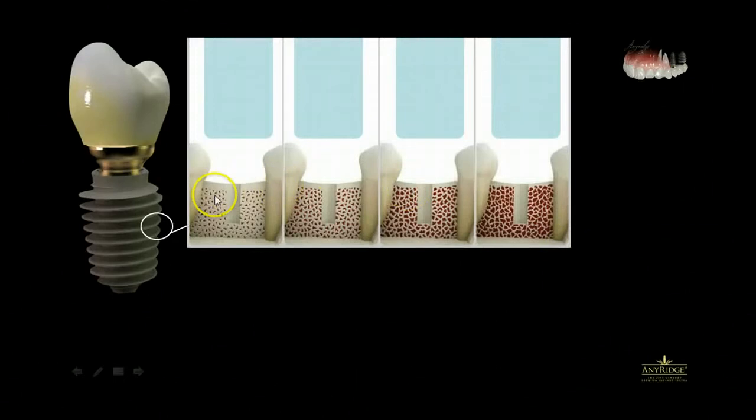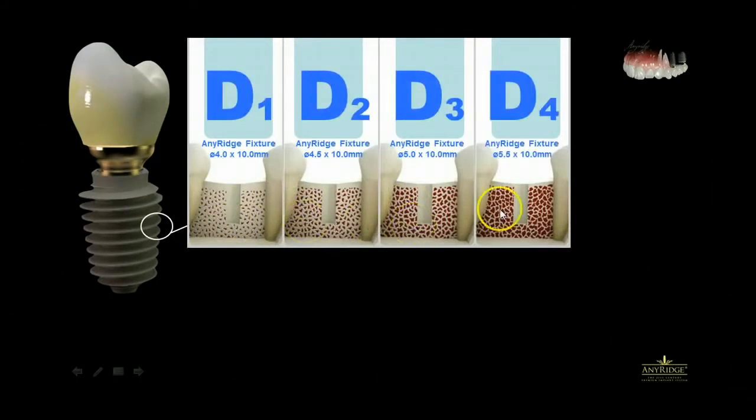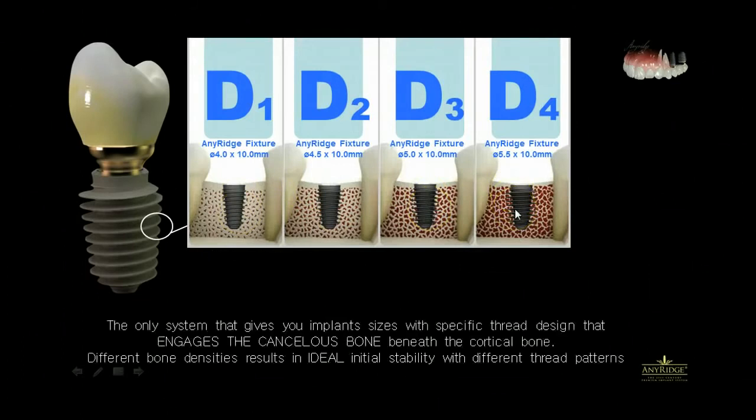You can clearly see D1 bone, D2 bone, D3 bone, and D4 bone. You all know the difference in how they look and so forth. Here's a nice schematic of that. So when you look at the implants, again, each one is designed for each type of bone. So why is that important? Because this is the only system that gives you implant sizes with specific thread designs that engage the cancellous bone underneath the cortical bone, therefore relieving pressure on the cortical bone. Different bone densities result in ideal initial stability with different thread patterns.